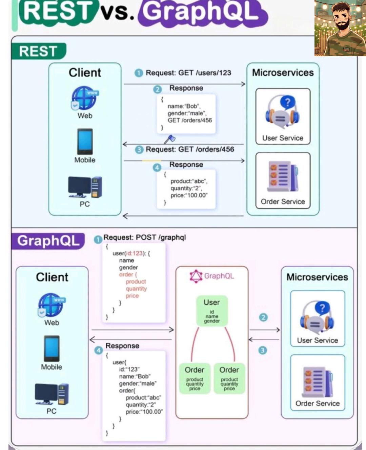Bonus ingredients, additional notes. The recipe book, schema: GraphQL has a recipe book that tells you what ingredients, data, are available. Changing the menu, mutations: you can even change the menu by adding or removing items, data. Live updates, subscriptions: imagine getting live updates on your order status.